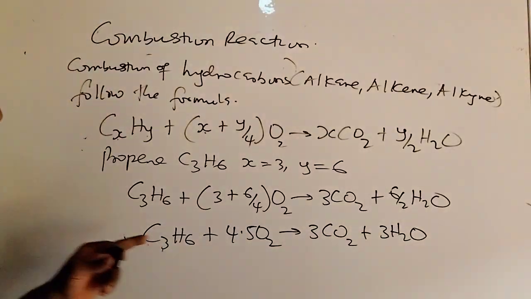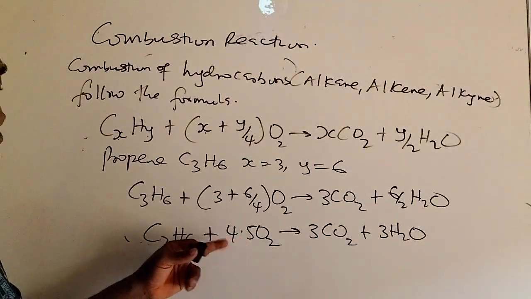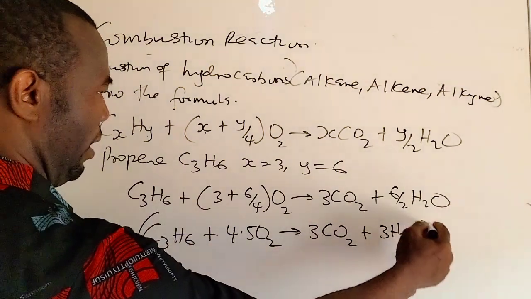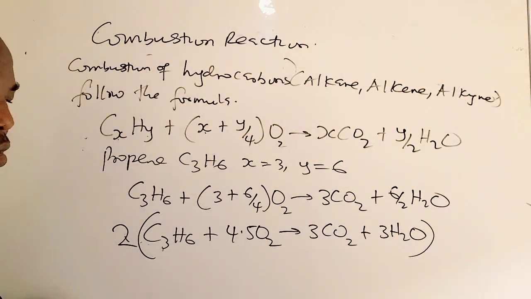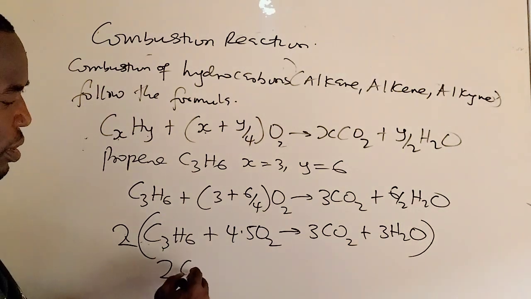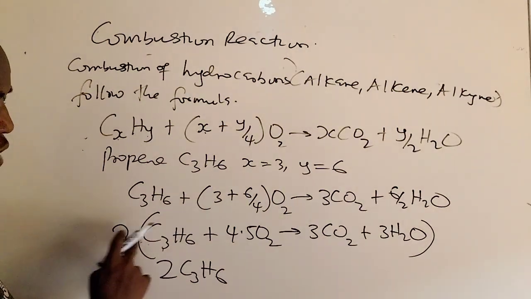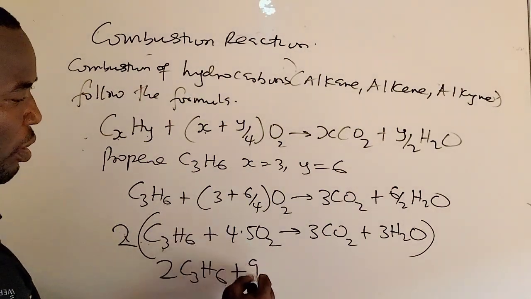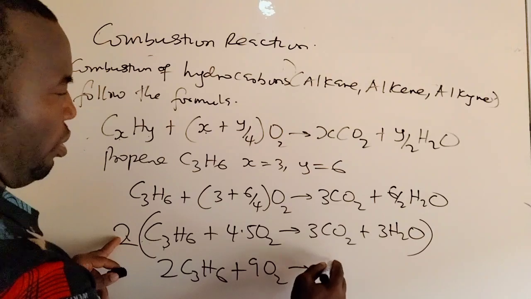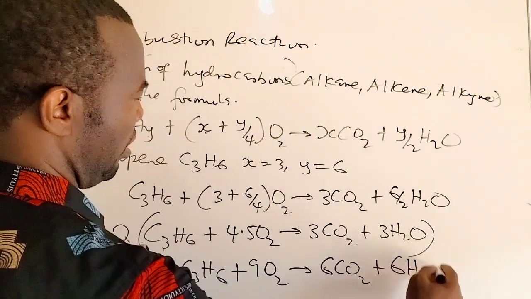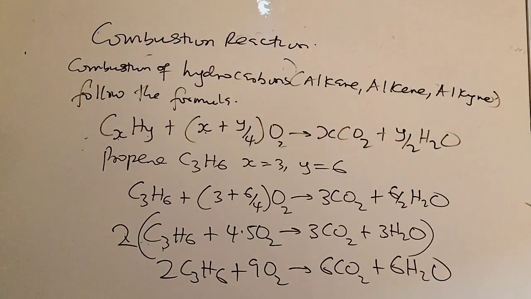Now I want to clear the decimal, or this fraction here. To clear it, I'll multiply everything by the smallest whole number that balances it, which is 2. So that gives you 2 C3H6. Multiply the coefficients by 2. 1 times 2 is 2. 2 times 4.5 gives us 9. 2 times 3 gives us 6. 2 times that 3 gives us also 6. So that will become the balanced equation. So that is it. Okay. So that makes it simple.